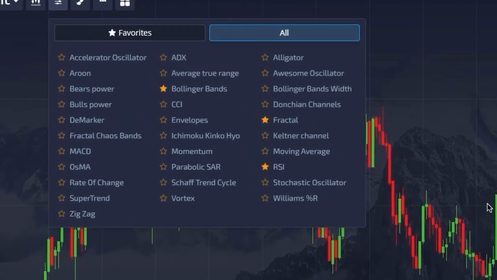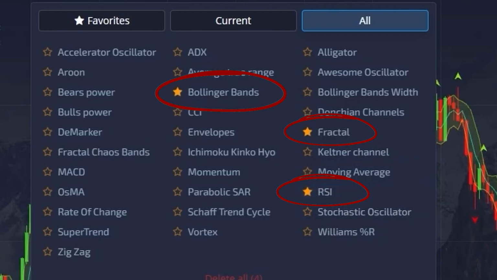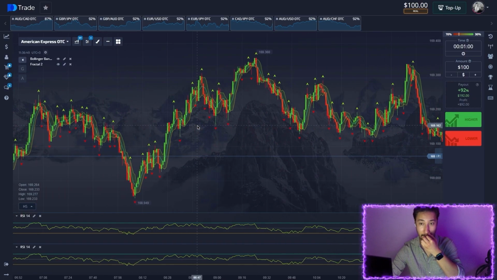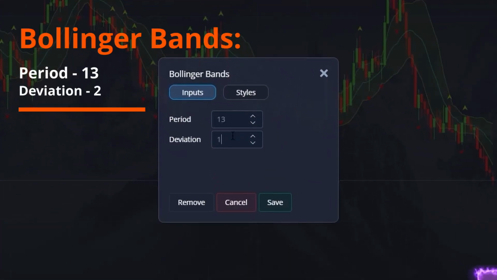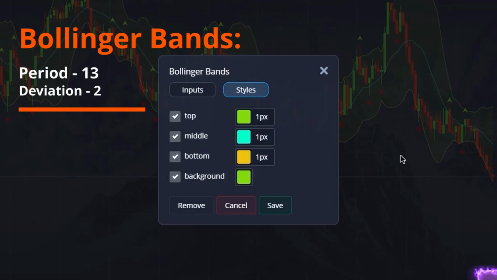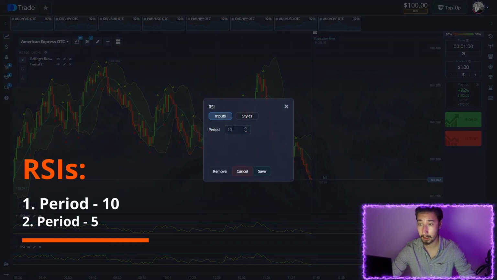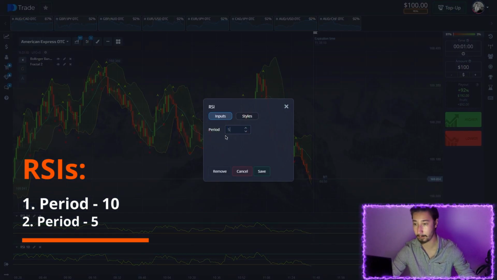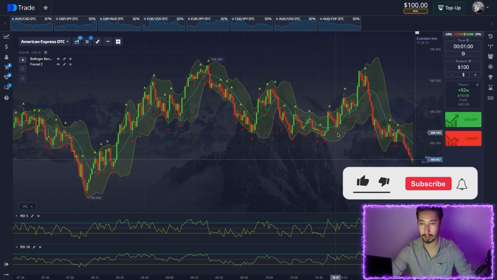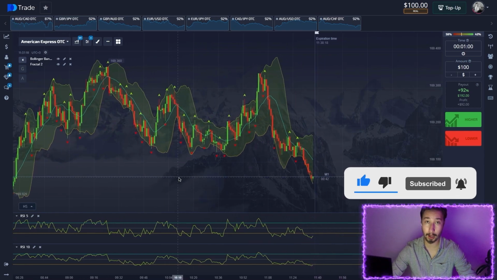Let's select indicators. Today it's going to be Bollinger Bands, Fractal, and 2 RSI. Let's set up our indicators. Select Bollinger Bands, set the period to 30 and deviation to 2, and from the visualization we will probably leave everything as it is. I like it. All right, RSI, first RSI period 10. We will set up the second RSI with a period of 5. All right, click save, and these are the indicators we will analyze today when trading on the OTC market.